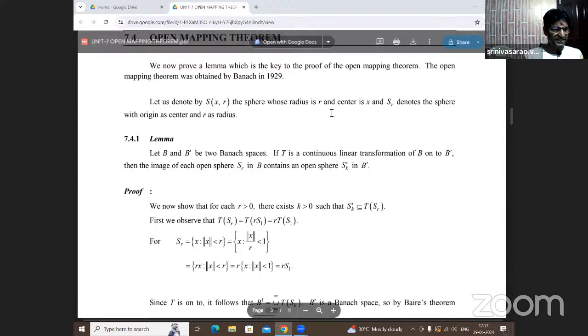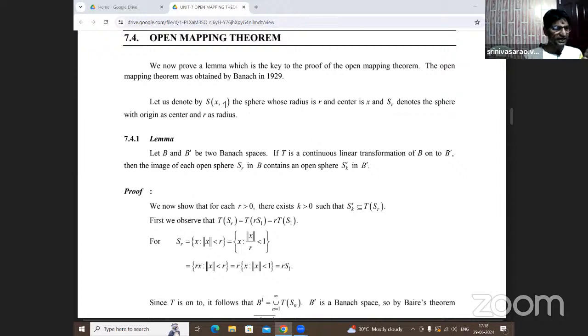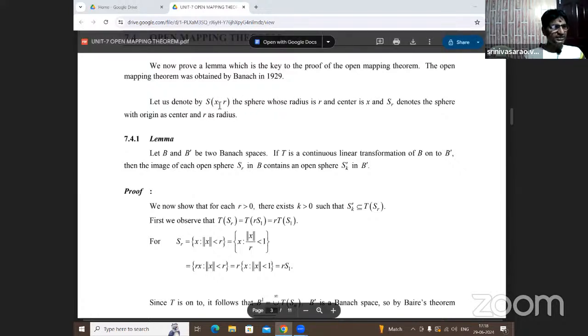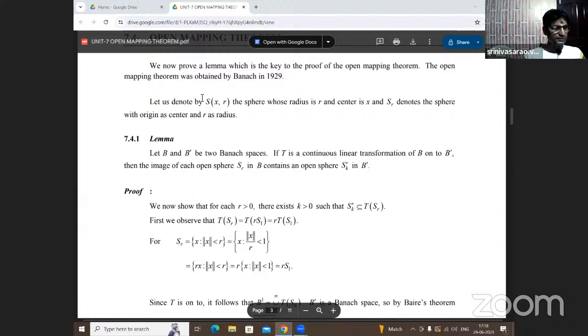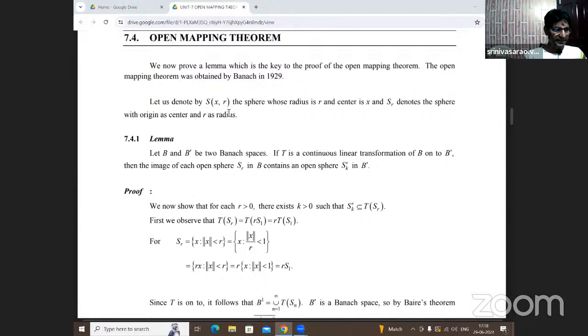We are taking one sphere. A set of points which are at a constant distance from a fixed point is called a sphere. That is the definition of a sphere. A sphere with round brackets is an open ball or open sphere. If you use square brackets, that is the closed sphere. Here we are taking the open sphere, with x as its center and the constant distance, small r, as the radius.